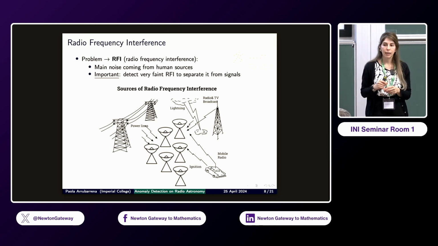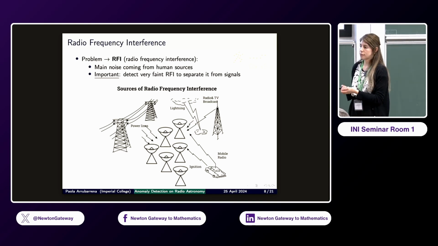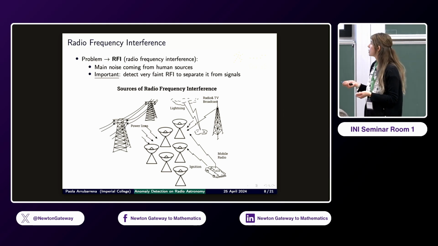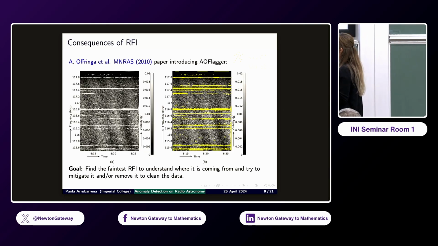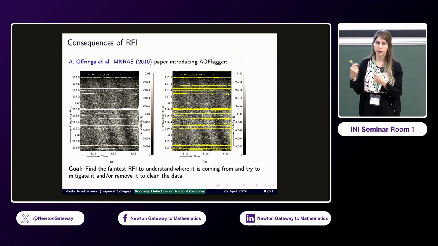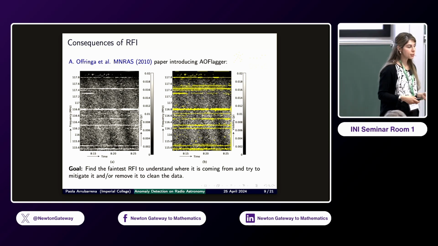As you can imagine, it's going to be very important to detect even the faintest trace of RFI, because this can give astronomers information on how to mitigate it, since maybe they can learn where it's coming from and try to quiet it. And this is an example of RFI. In this paper, the authors were introducing AOFlagger, a framework that tries to find this RFI.